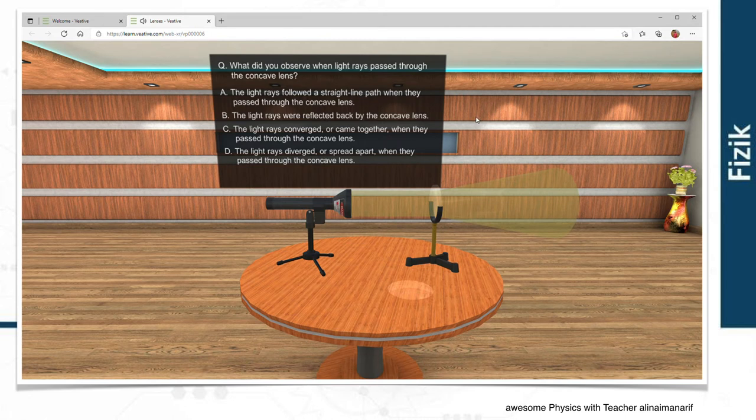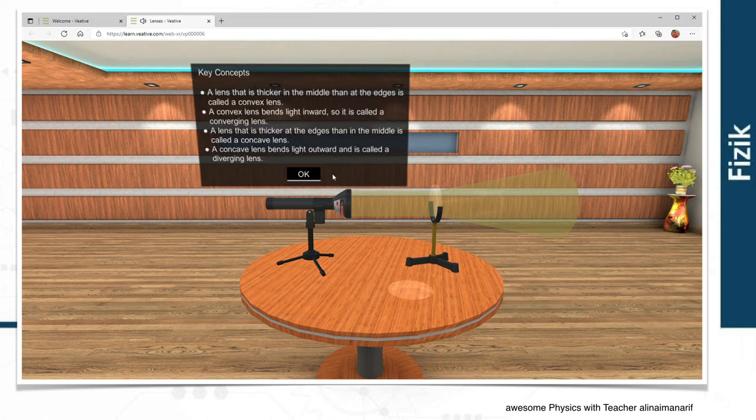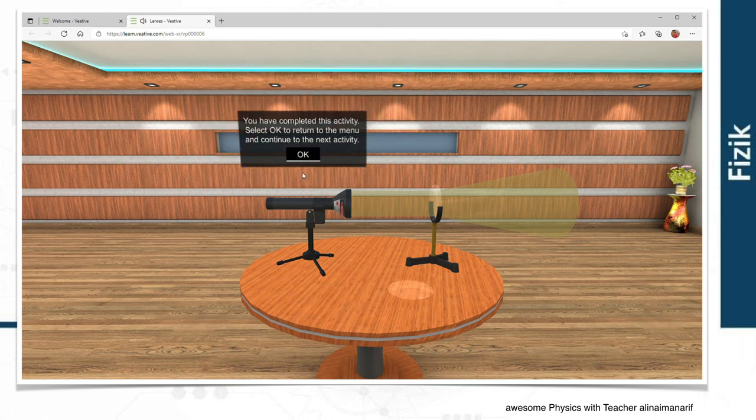We try to answer a simple question here. After passing through a concave lens, the light rays diverge, or spread apart. The answer is D. The key concept for this activity: lenses that are thicker in the middle are convex lenses, which are converging lenses. A lens thicker at the edges than the middle is a concave lens, which is a diverging lens. We complete this activity, and we continue to the next activity.